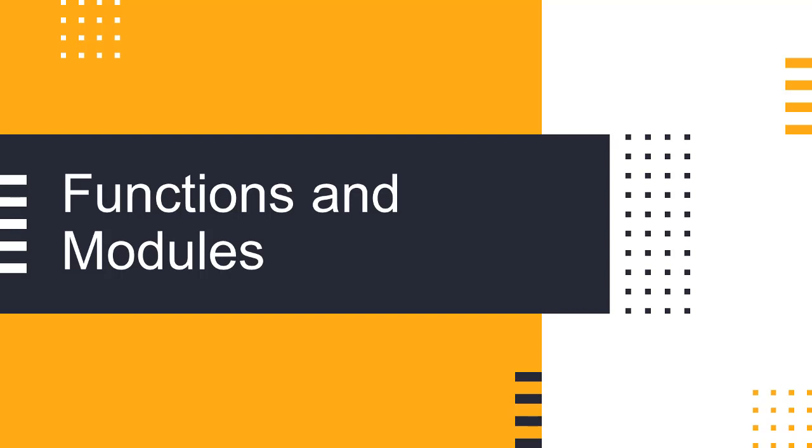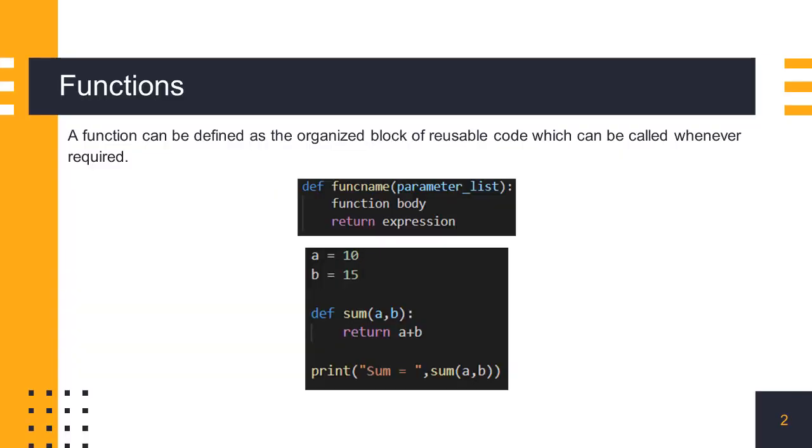In this session, we will learn how to define functions to reuse blocks of code and use modules to write well-structured and modular programs. Functions are used to break down code into smaller units and make programs more readable. It can take values as arguments and return values as output.